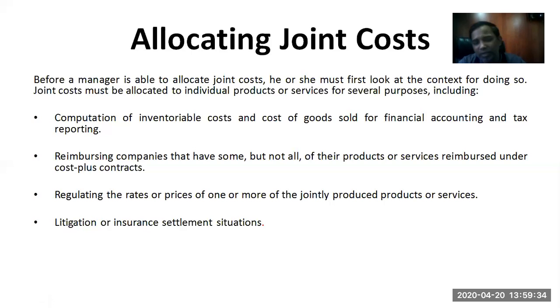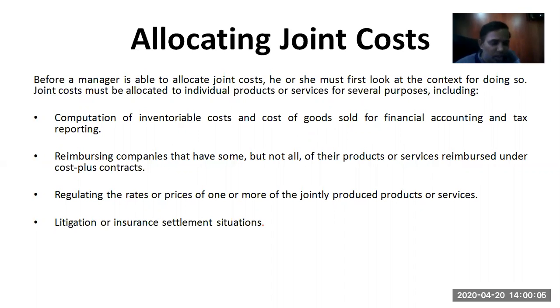Reimbursement of companies that have some or all of the product or service reimbursed under cost plus contracts. Any company having a cost plus contract needs to reimburse the cost incurred. So they need to identify what amount of cost is to be allocated to product A and product B, regulating the rates or prices so that it becomes easy. You should know what price of product A and what price of product B should be there, and for that, you need to allocate the cost incurred.